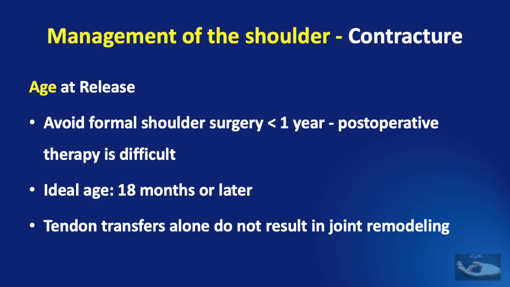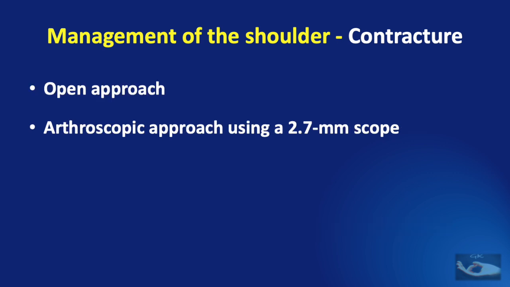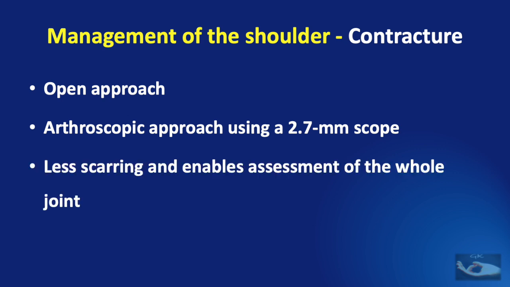And we have already seen that correction of weakness alone with tendon transfers will not result in joint remodeling. Hence, the release of the contracture must be done either before or along with correction of the weakness. Contracture release of the shoulder can be done either by an open approach or arthroscopic approach using a 2.7 mm scope. Use of the arthroscopic approach has the advantage of less scarring and enables assessment of the whole joint.